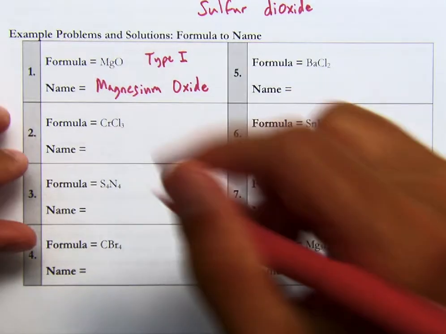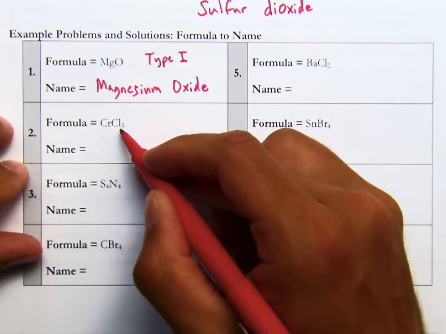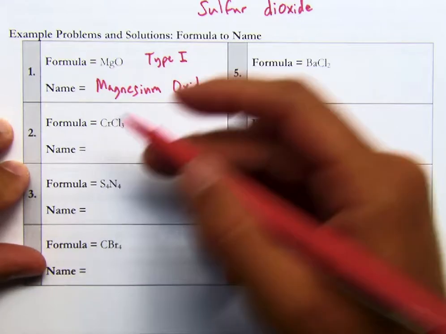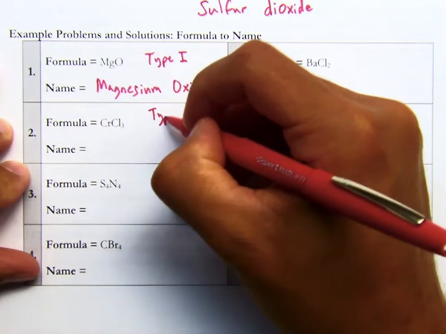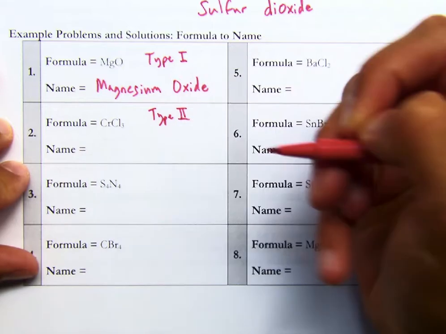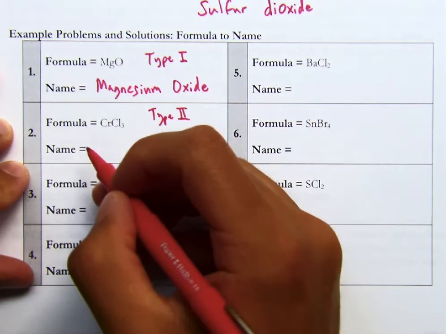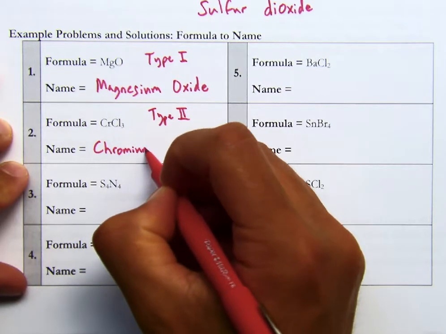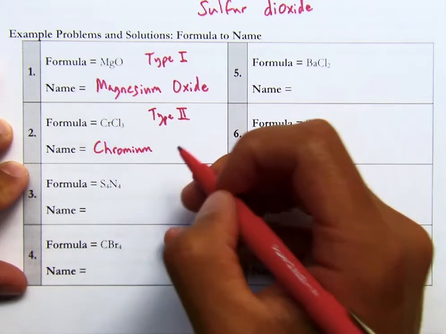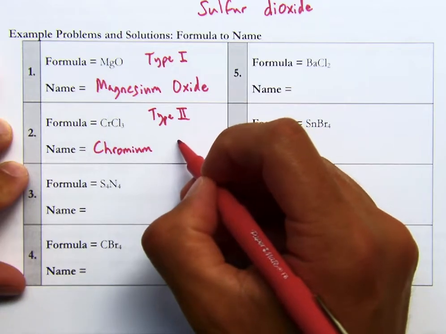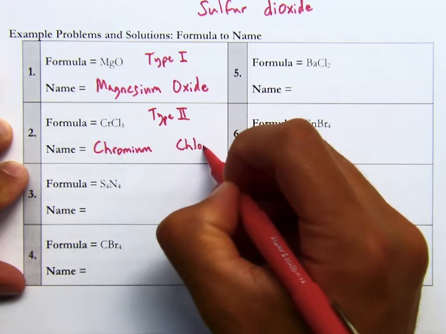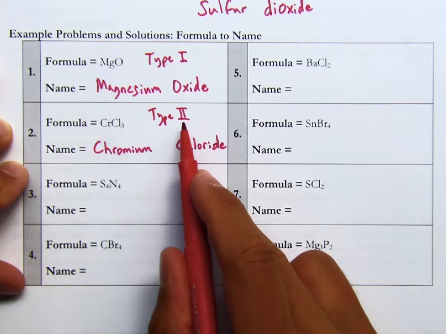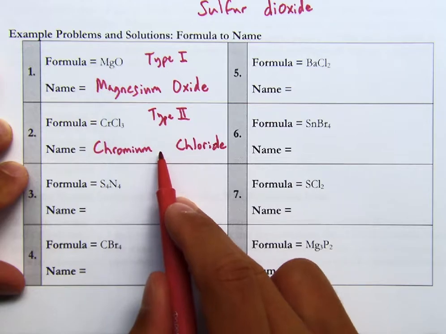So it's a metal and a nonmetal, and the metal is not in column 1 or 2A. So this is a type 2 compound. Type 2 compounds, you name the metal, chromium, and then you name the nonmetal with the ending changed to -ide, chloride. But with type 2 metals, you have to specify what the charge of the chromium is.